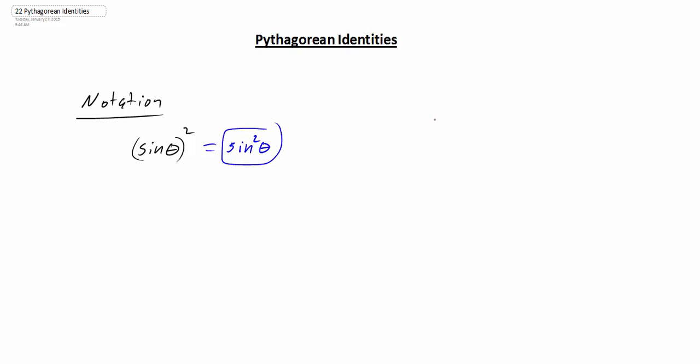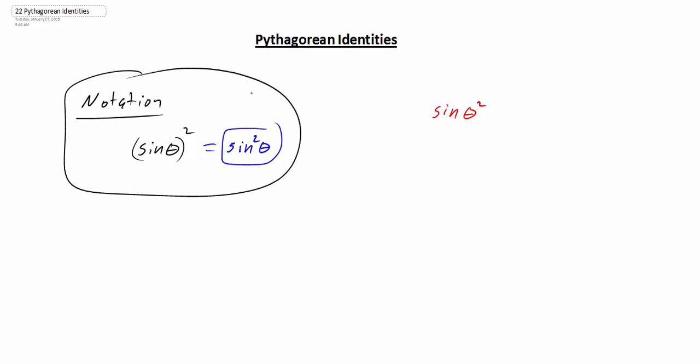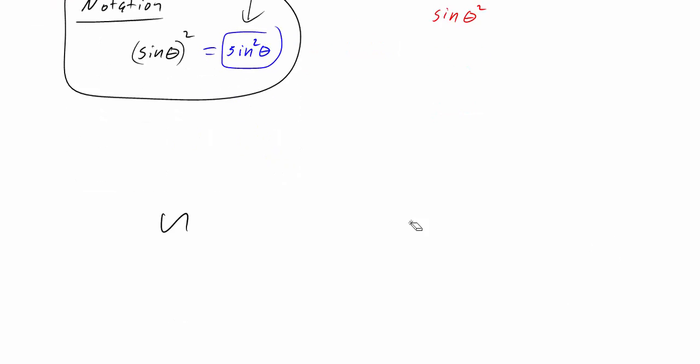Now, realize that if you see sine theta squared this way, then this typically means you're simply squaring the angle. So you would square the angle first, then take the sine. Most of the time we're dealing with squaring the whole trig function itself, and the notation in blue is typically what we're going to use. I'll point that out because when we talk about these Pythagorean identities, we're going to start looking at squaring our trig functions.